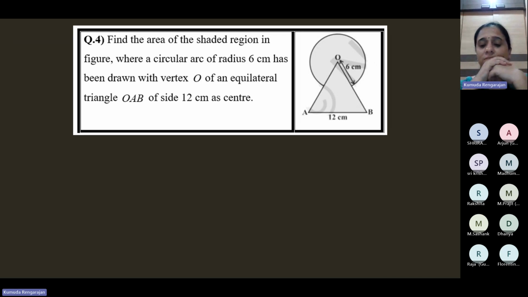I'll give you 2 minutes time. We need to find the area of the shaded region. The whole thing is shaded. Whatever you see, the entire thing is shaded. So think about it. Just give me a minute, children. I'll come back.